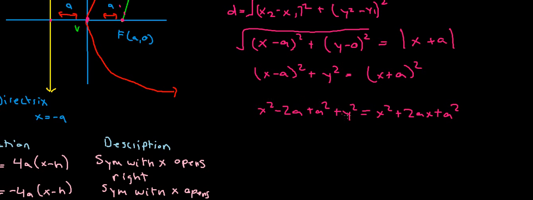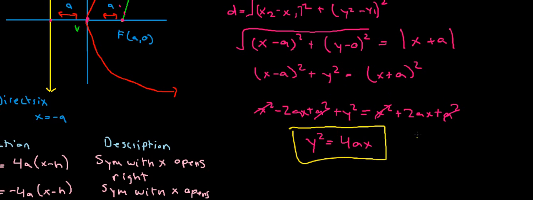And subtract out like terms, so these will cancel, and a squared will cancel, and then I can add 2ax to both sides, and this will give me y squared is equal to 4ax. Now this is just for a parabola that is symmetrical with the x-axis and opens to the right, so like this, and assuming that the vertex is (0, 0).